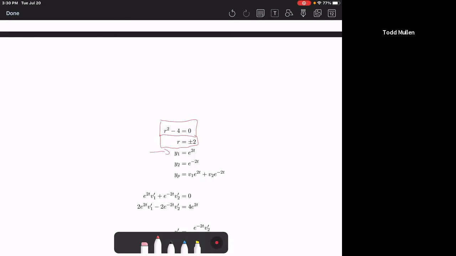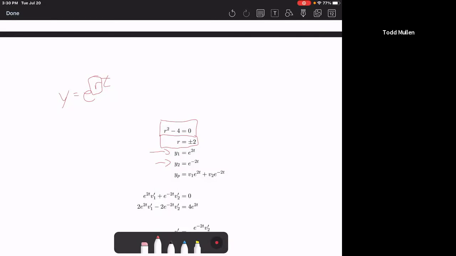y1 is equal to e to the 2t, because remember, generally solutions to homogeneous equations take the form e to the rt. So as soon as you solve the auxiliary equation, you have the only missing piece of information, and you're done. So we have two solutions. y1 equals e to the 2t, and y2 is equal to e to the negative 2t.